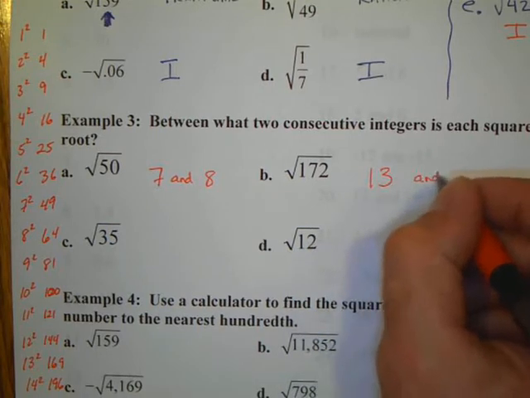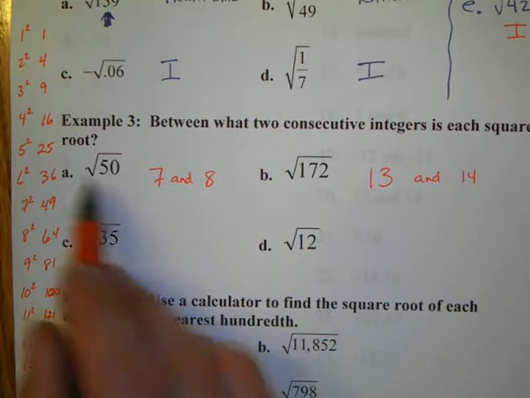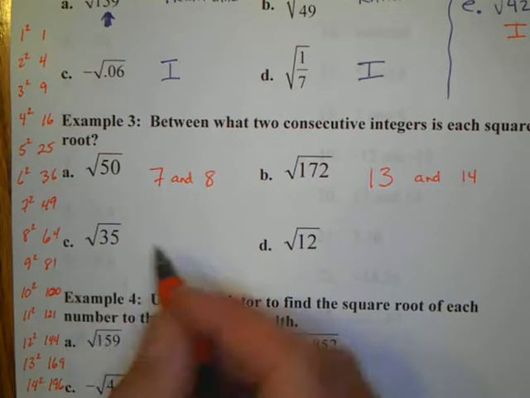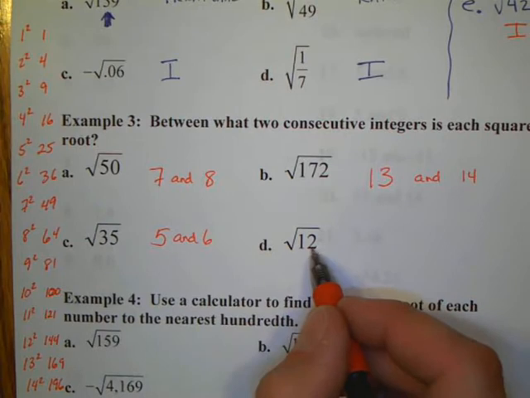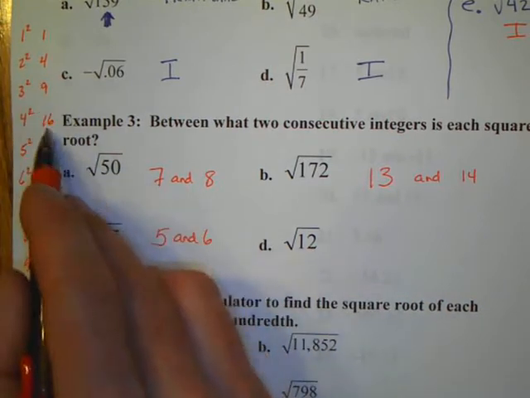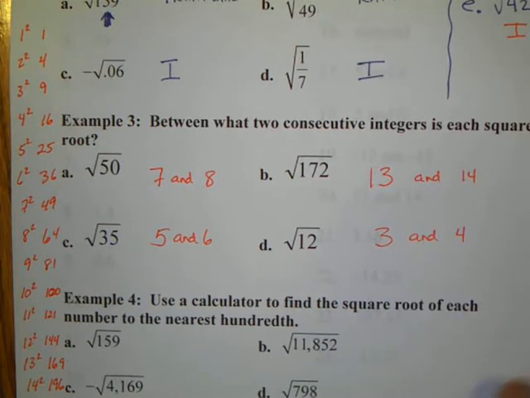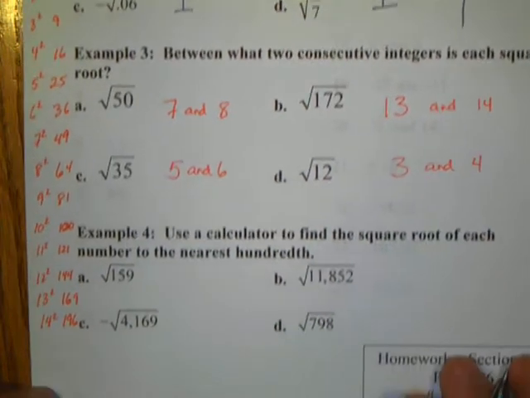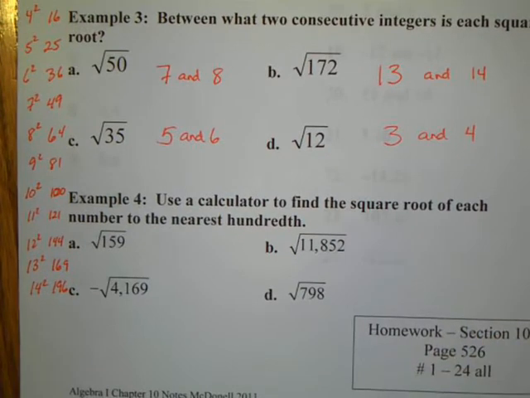Where does 172 lie? Well, that's in between 169 and 196. And so the square root of 172 is between 13 and 14. So the idea is you look at the radicand and where it lies in between what two perfect squares. Let's think about 35. Where does it lie? In between 25 and 36. So the square root is between 5 and 6. The square root of 12 is a little bit smaller. That's in between 9 and 16, so it's in between 3 and 4 as an answer.